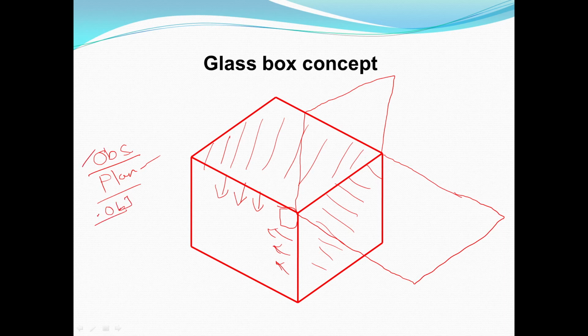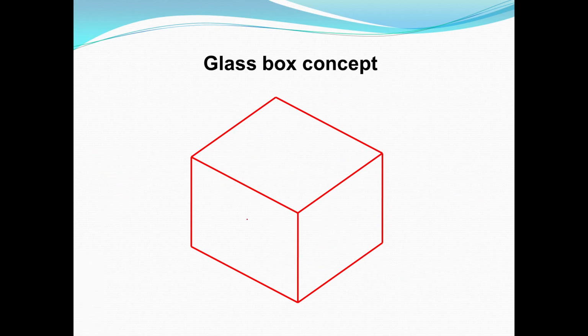Observer and object. Observer, plane, object. So the object is in the third quadrant, with the help of this glass box concept. Now consider this object is here. It is made of glass, so you can clearly see the object inside this box, and we are looking from the front. So this is the front view.